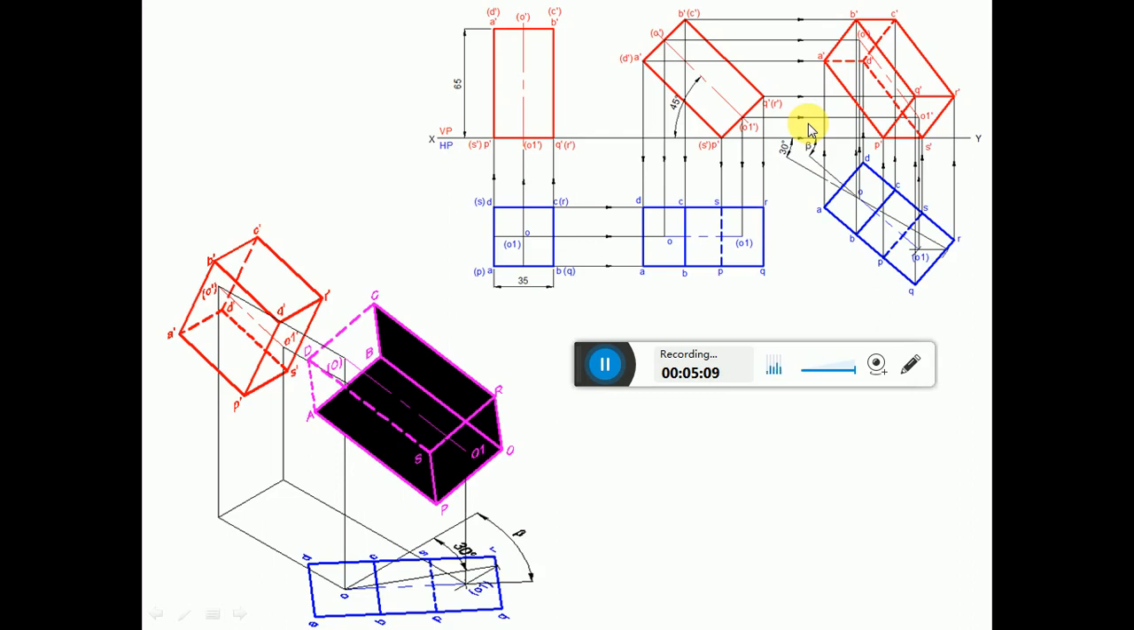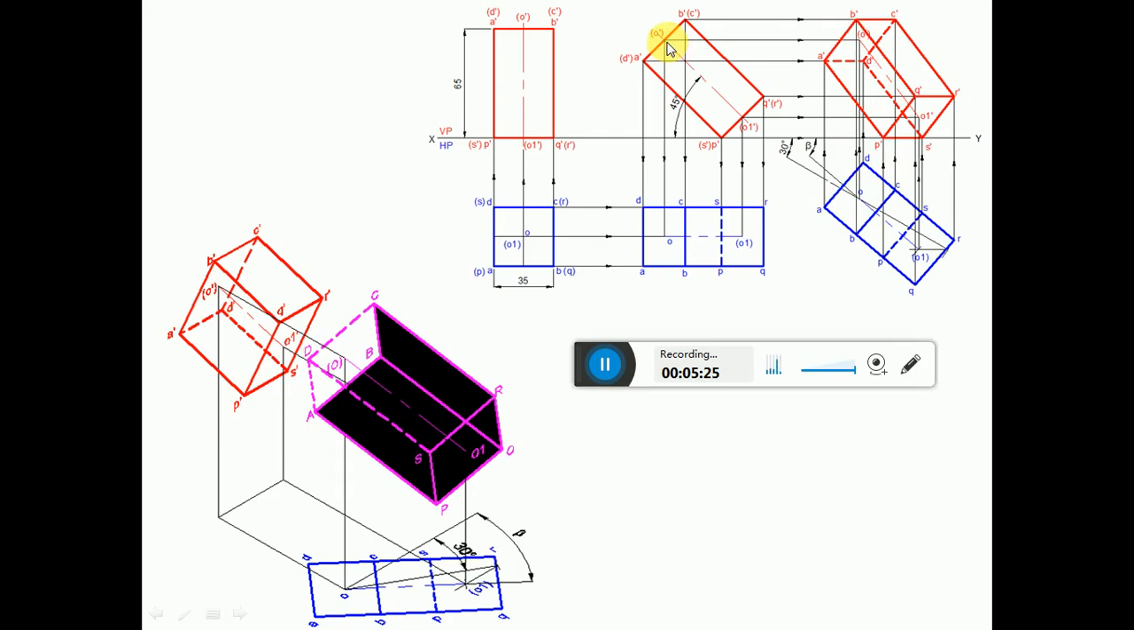Now we need to write the front view. So draw a horizontal projector from B dash C dash and draw a vertical projector from B and also from C to intersect at this point B dash and C dash.